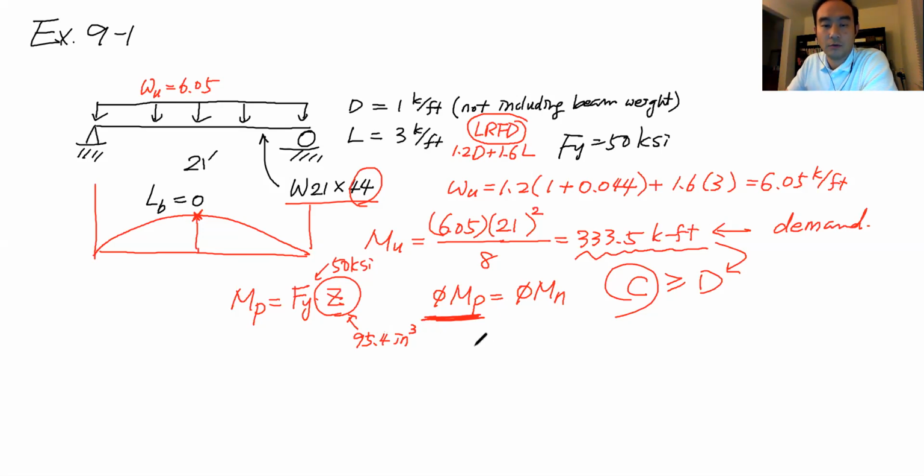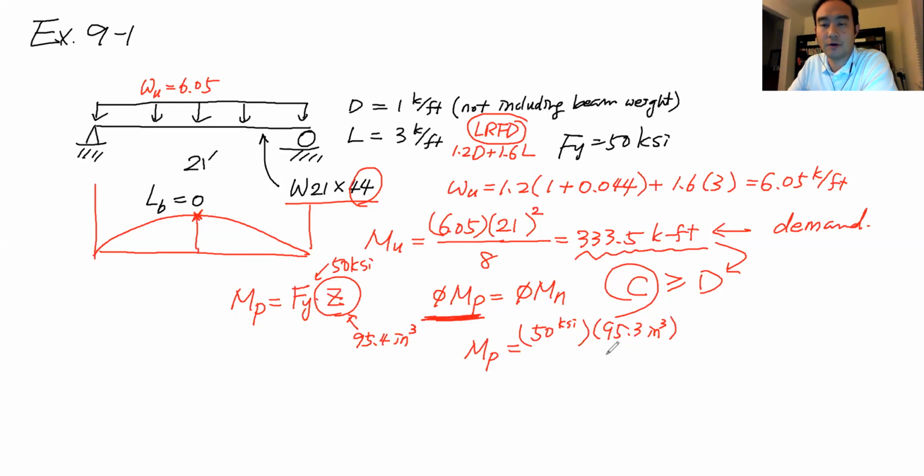So what if we calculate Mp? That is equal to Fy, 50 in ksi, times 95.4 inch cubic. So it will give a kip-inch unit, right? Here we have kips per inch square, and here we have inch cubic, so the unit is going to be kip-inch.